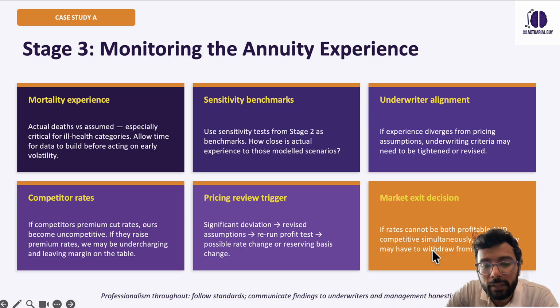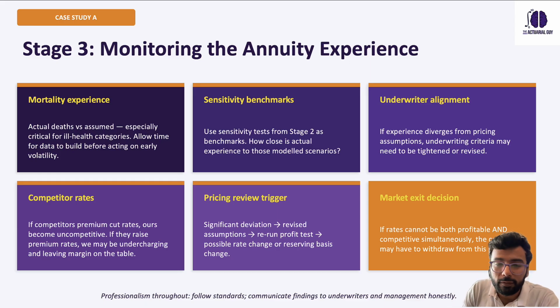This is your monitoring stage, and throughout you need to follow professionalism, which would be, you'll follow your actuarial standards, you will communicate the findings to underwriters and management very honestly and very clearly. Even if they are uncomfortable truths, you need to tell them, right? So that is the idea of how you apply the actuarial control cycle to designing an annuity product.